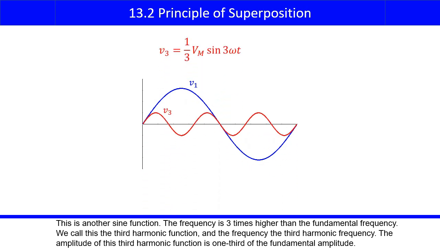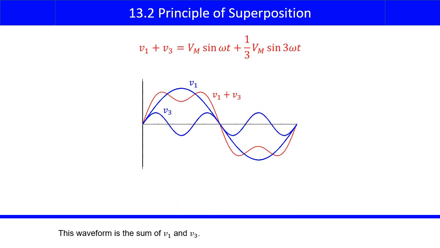This is another sine function. The frequency is 3 times higher than the fundamental frequency. We call this the third harmonic function, and the frequency the third harmonic frequency. The amplitude of this third harmonic function is 1/3 of the fundamental amplitude. This waveform is the sum of V1 and V3.